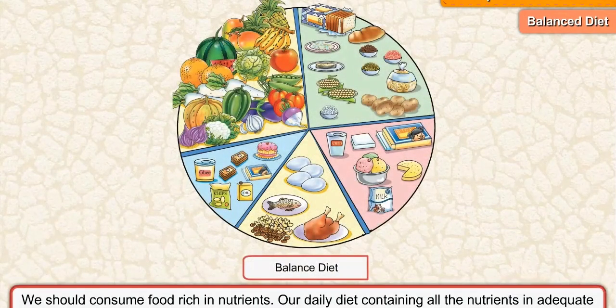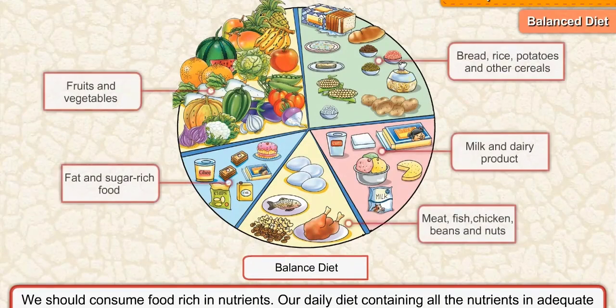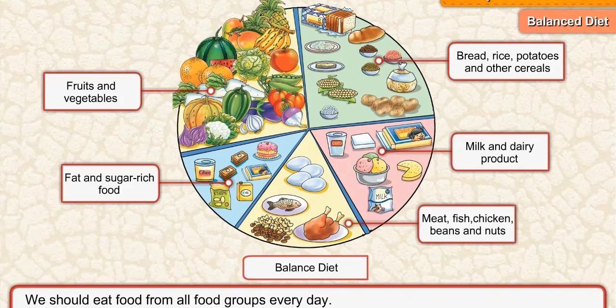Balanced diet. We should consume food rich in nutrients. Our daily diet containing all the nutrients in adequate amounts required for the healthy functioning of our body is known as balanced diet. We should eat food from all food groups every day.